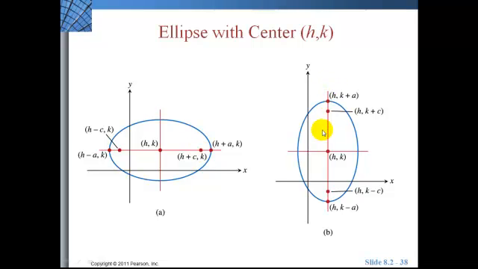When we look at the ellipse that goes up and down, here's our h, k. The x value will stay the same, h, h, h, h, h. And the k value, which is the y value, is the one that we add and subtract to find the foci and the vertices.